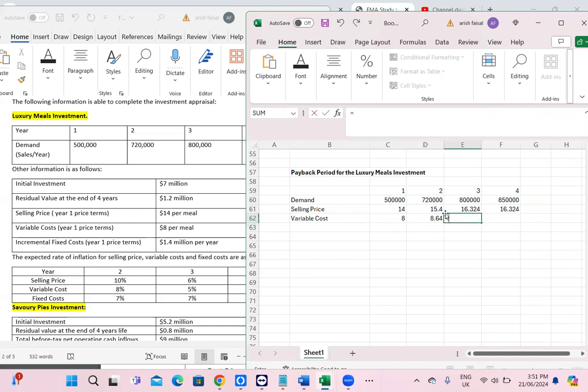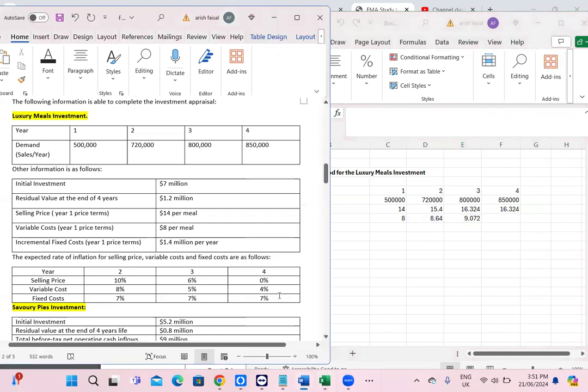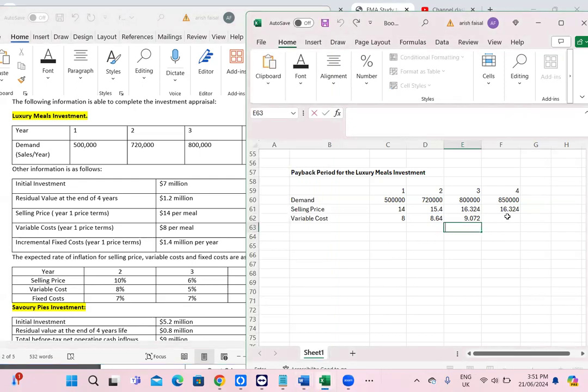Then you need to inflate it by 5 percentage. So 1.05. So that will become 9.072. And in the fourth year, it's going to be at 4 percentage. So we will take 9.072 into 1.04. Okay. So that's the variable cost for the fourth year.